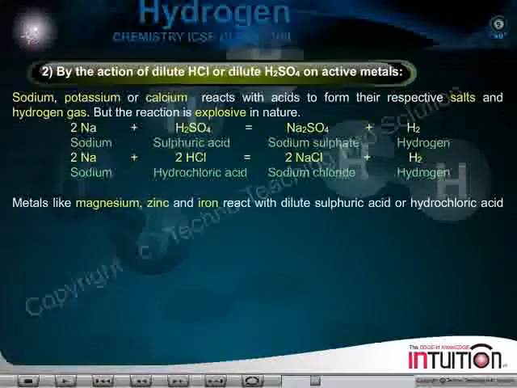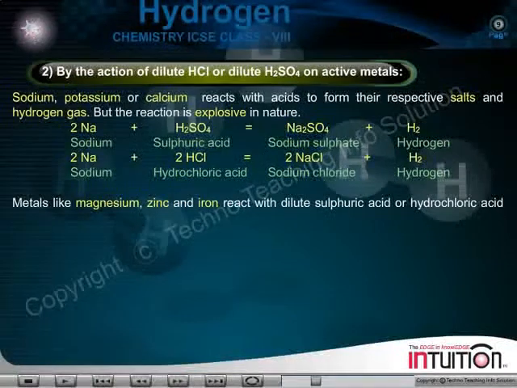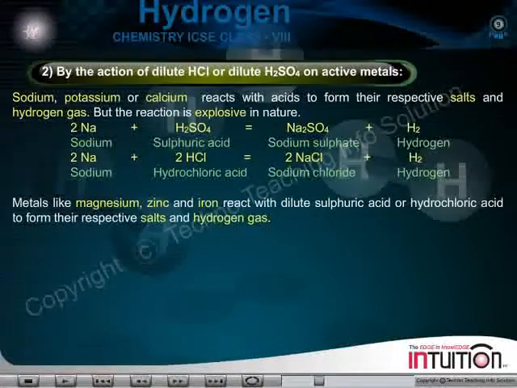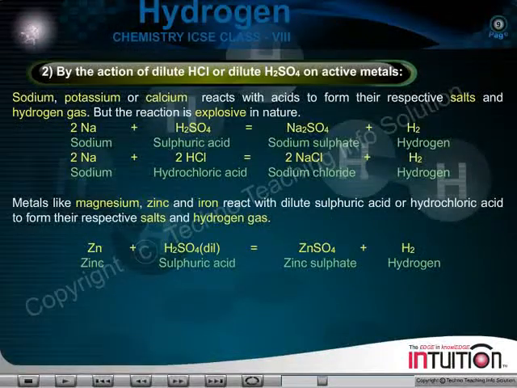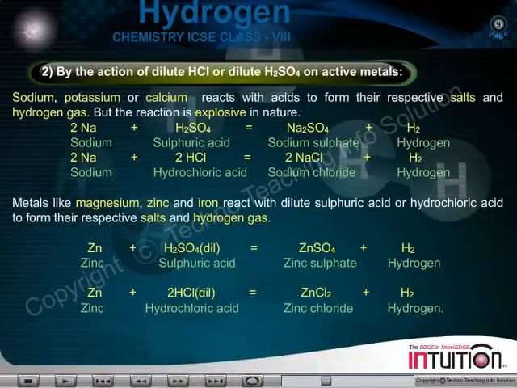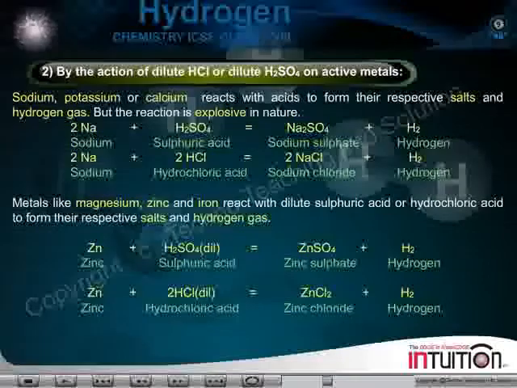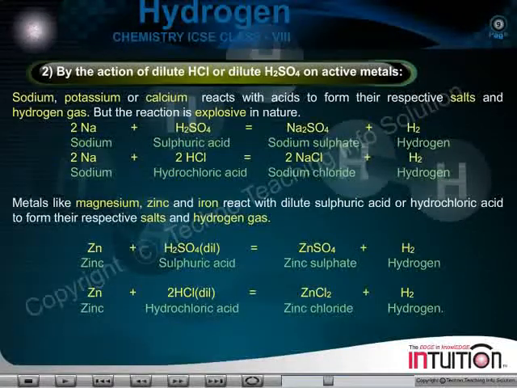Metals like magnesium, zinc, and iron react with dilute sulfuric acid or hydrochloric acid to form their respective salts and hydrogen gas. For example, zinc reacts with dilute sulfuric acid to form zinc sulfate and hydrogen gas. Zinc, on reaction with hydrochloric acid, gives zinc chloride with the evolution of hydrogen gas.